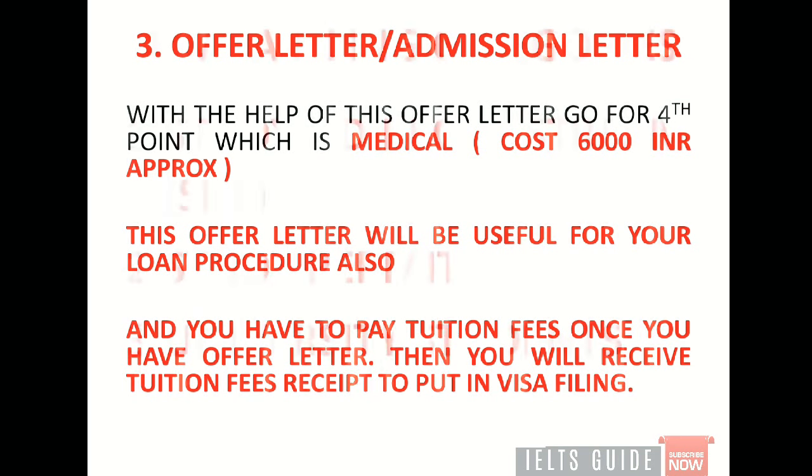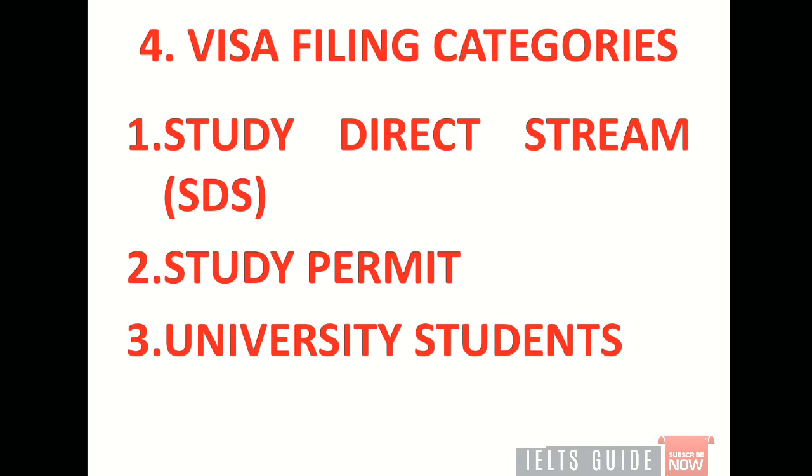Okay, now let's move to the fourth point. The fourth point is visa filing category. Because there are now three categories, as the rules have just changed in Canada. So there are three categories. First is student direct stream, SDS, then study permit, then university students. Okay, now we will focus on these three in depth.